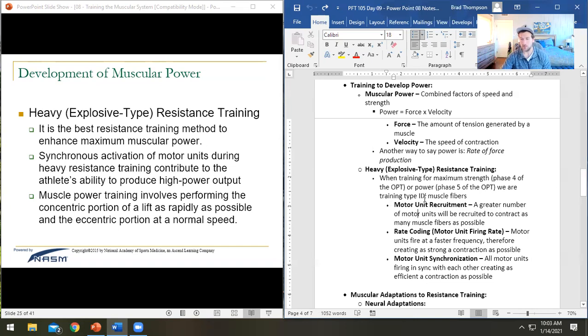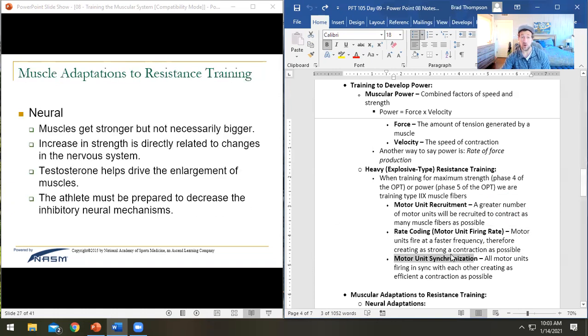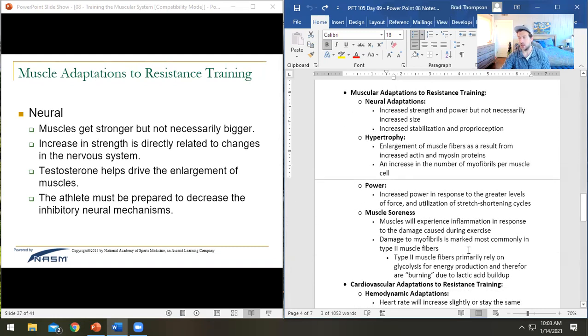So power, we're going to get from motor unit recruitment, motor unit firing rate, and motor unit synchronization. Those things are going to really develop our maximal strength and our maximal power.